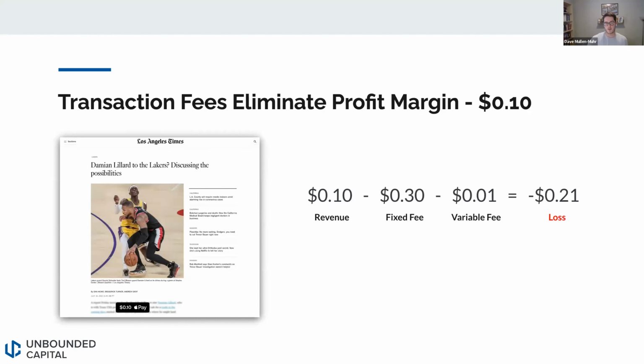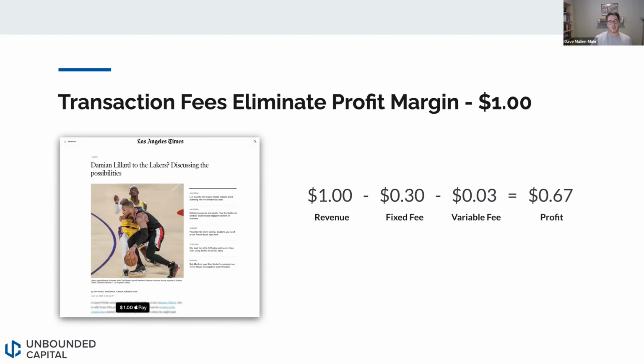So yeah, transaction fees, especially when you're talking about these small individual purchases, just really eliminate profit margin. If we look at a 10-cent purchase, which I think is a reasonable per-article price, something in that range, the company selling it to you is getting 10 cents in revenue. They're paying 30 cents in a fixed fee, 1 cent in a variable fee, and that's a 21-cent loss per sale. So obviously that's economically impossible. That can't exist given the current payment schema.